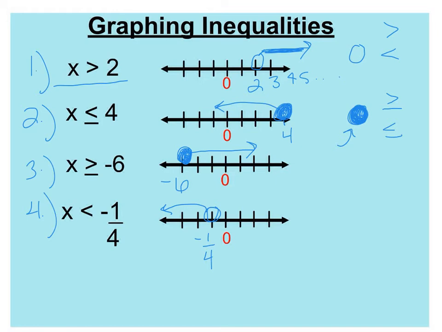So notice when we graph, it's important whether the circle's open or closed. An open circle simply means greater than or less than. A closed circle means greater than or equal, or less than or equal. And the arrow must go in the direction of our answers.